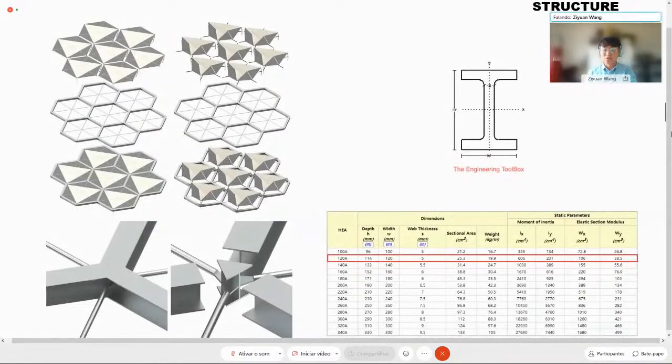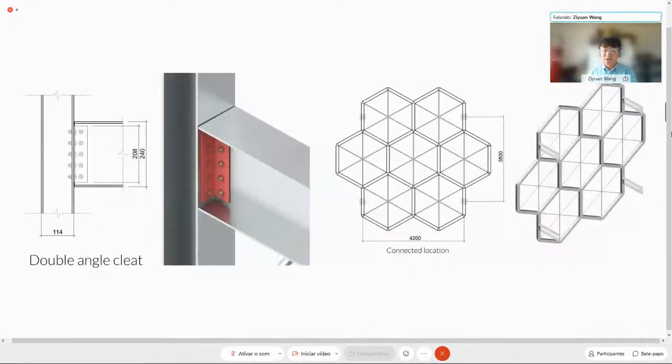We use stainless steel structure to combine our design unit geometry together. And for the connection, we use double angle cleats riveted with the HEA beams to make sure the facade system is well connected with the main structure of the building.